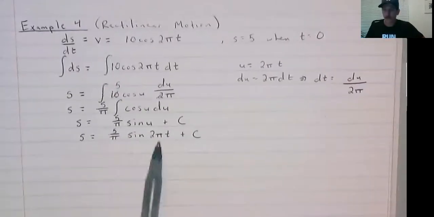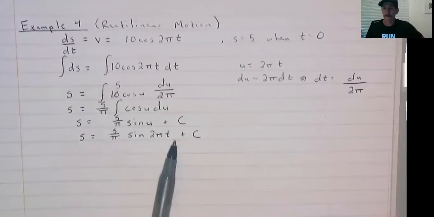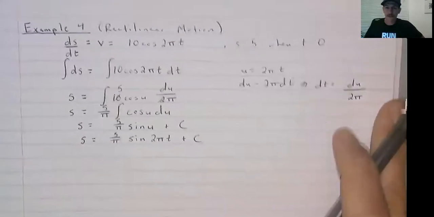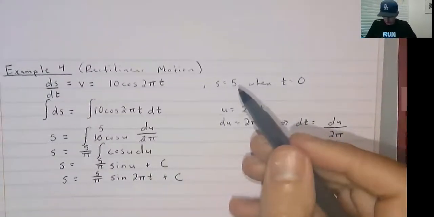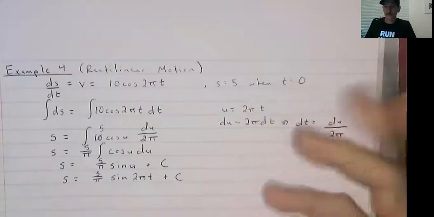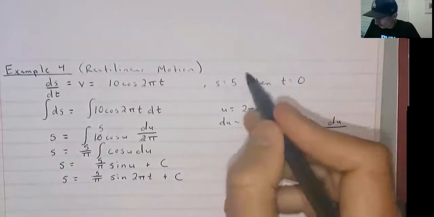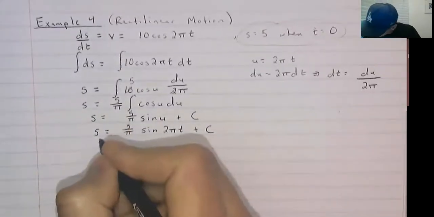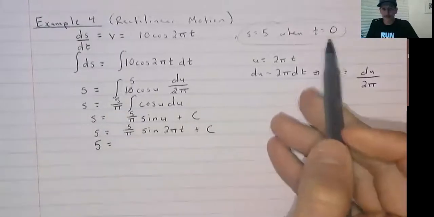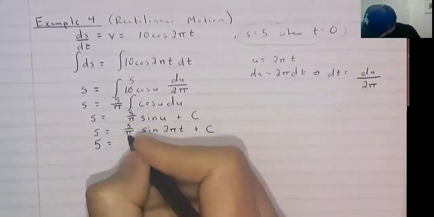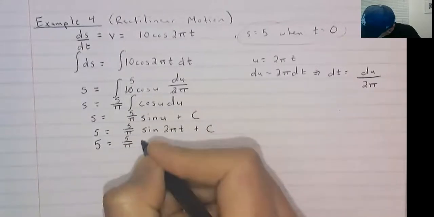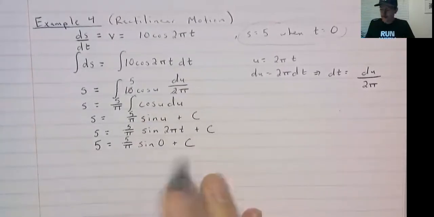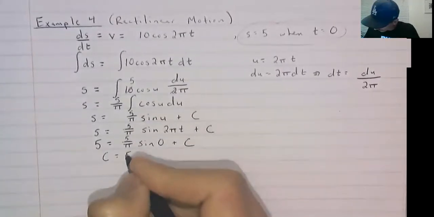Okay, so here is our general solution to the motion. But of course, we've got this constant here that we don't really want. And so we're going to use this initial condition. Okay, this is a one parameter differential equation. And so we need one initial condition, which we have. And we know that s is equal to 5 when time is equal to 0. Well, sine of 0 is 0, so c is equal to 5.